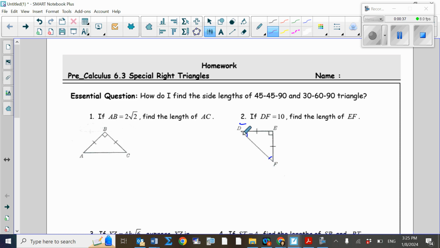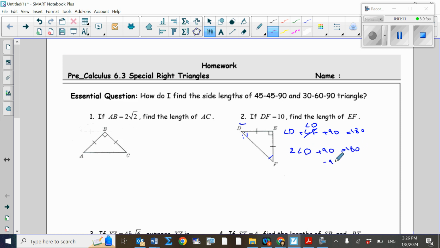So we know that all the angles in a triangle add up to 180. If this is 90 degrees and the other two are equal to each other, let's call that angle D and angle F, plus this one, which is 90, equal to 180. We know that angle F is equal to angle D, so I'm just going to call this one angle D as well. So 2 angle D's plus 90 equal to 180.